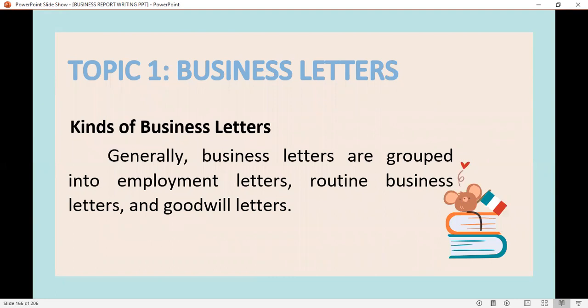The topic one is business letters. There are kinds of business letters. They are grouped into employment letters, routine business letters, and goodwill letters.